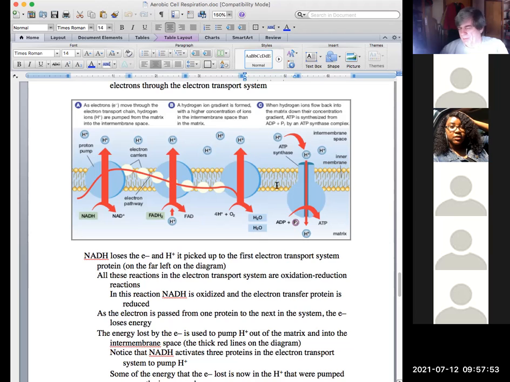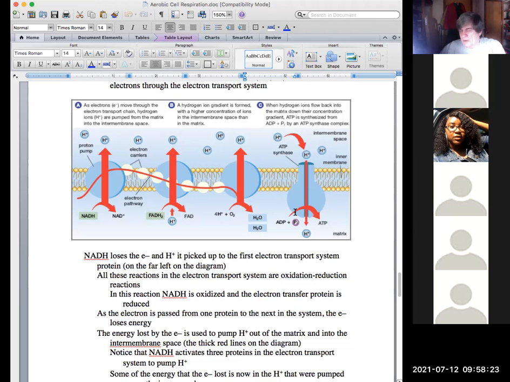But there's a problem. This inner membrane, which is these lines along here, is impermeable to H+. So H+ can't get through. There's only one place where H+ can get through the membrane, and that's through this ATP synthase. This has a channel or a tunnel in the middle of it, and the hydrogens pass through.